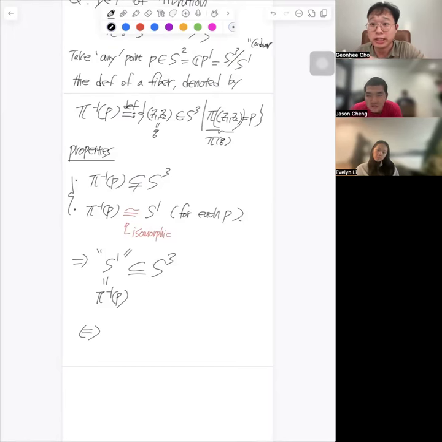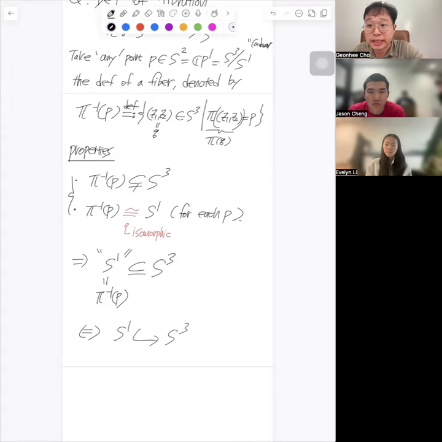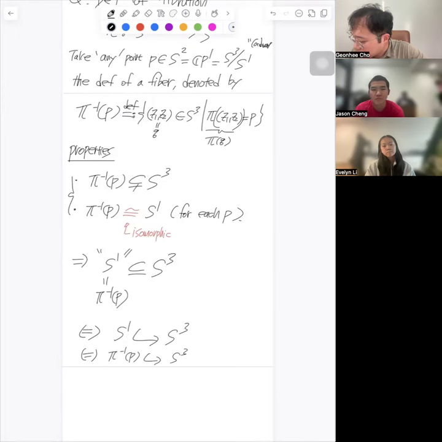But let me write the notation in a fancy but standard way. Instead of using the classical notation of the subset, people prefer to use this type of arrow notation. Does that make sense to you? The arrow notation means the circle sits inside of S3. This is the same thing, we just change the notation. This is also the same as pi inverse of P sitting inside of S3. Usually this is called embedded.